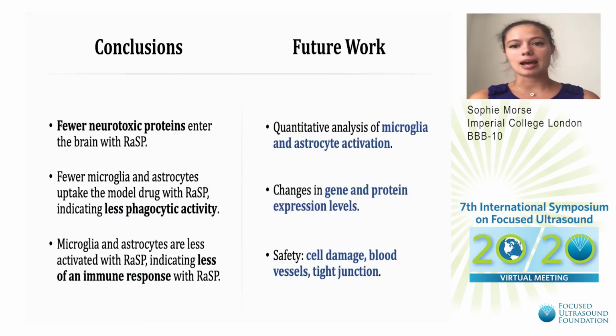So our next steps are to look deeper into the finer details of what's happening inside of the brain cells, but also at the level of the barrier, so that we can understand better what type of disruption we're causing with the RaSP sequence and how this is giving us less safety concerns.